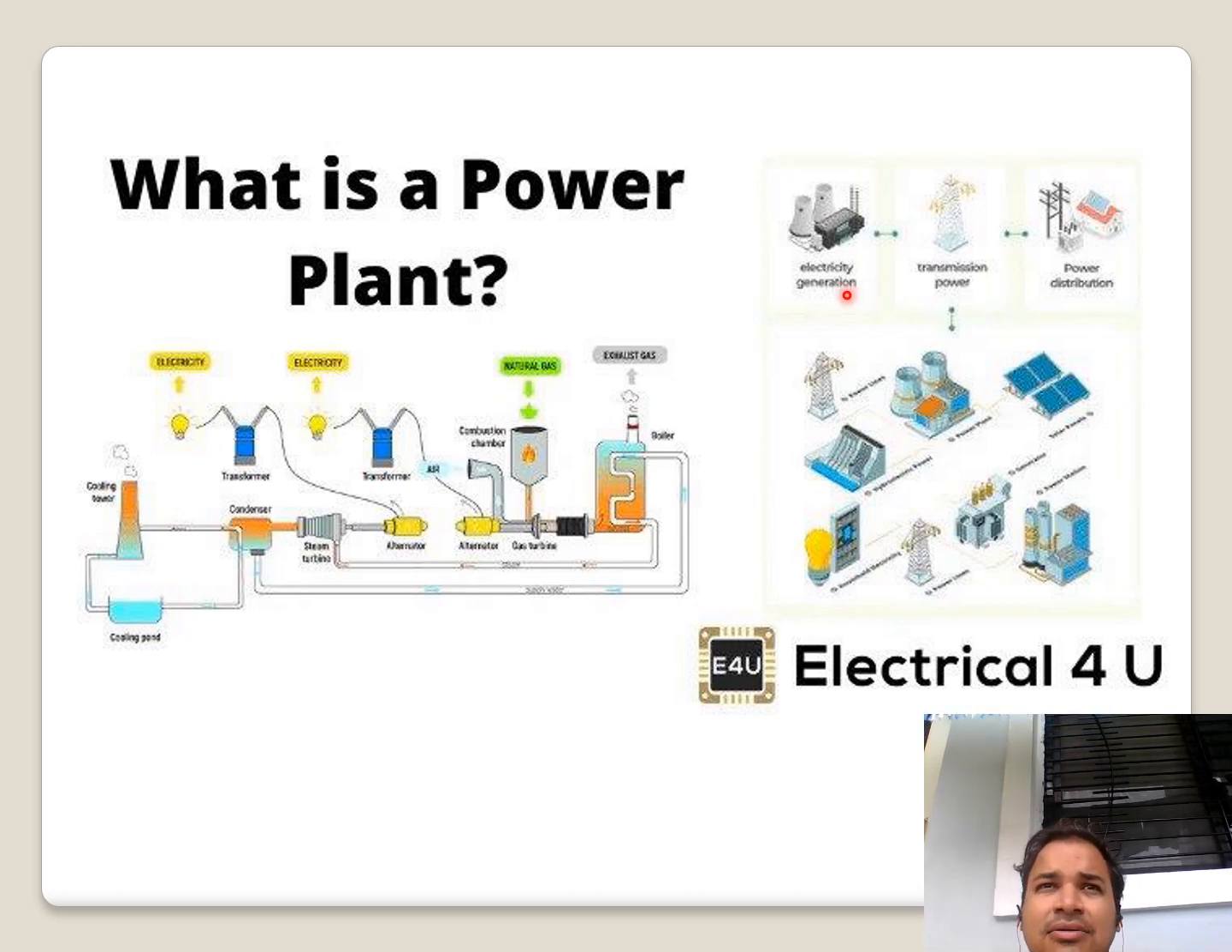Our country, India, basically has three types of power plants. The first one is the thermal power plant, which is very common and general to see. We can observe it at many places. For example, in Nagpur there are thermal power plants at Khaparkheda and Koradi, and you can see many other thermal power plants in India.